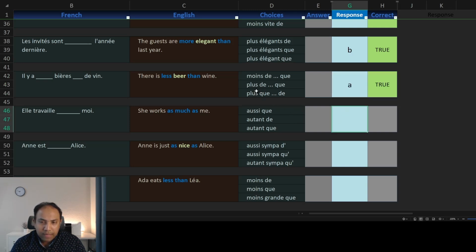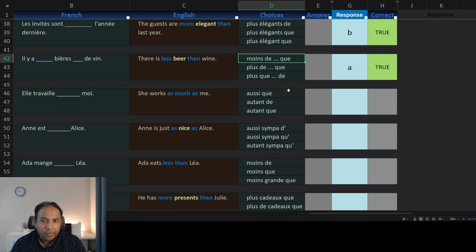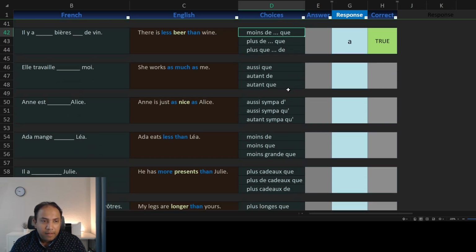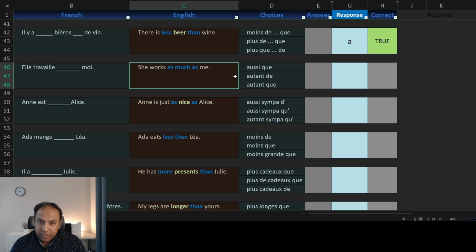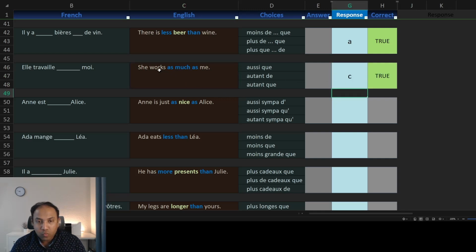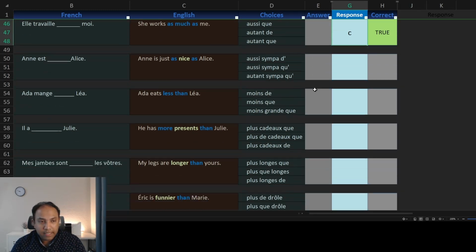It's definitely not any of the plus. So plus de and plus que, that doesn't make sense. So A was the only obvious answer. Next one is, she works as much as me. Elle travaille autant que. So works as much, so we're comparing verbs. Whenever we're comparing verbs, it's not going to be aussi, it's going to be autant. And we're not going to pick autant de, because that doesn't make sense. So it's autant que. Elle travaille autant que moi. So C was the correct answer.